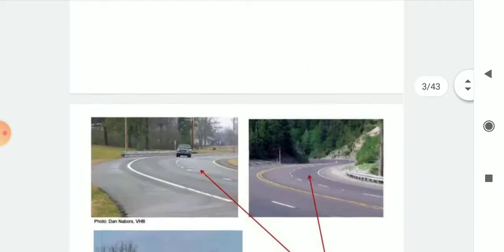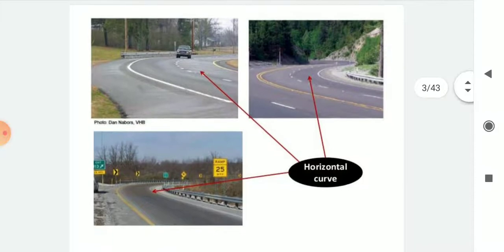So, what is the definition of curve? A curve is a geometrical arc provided at the change in alignment or gradient of road.